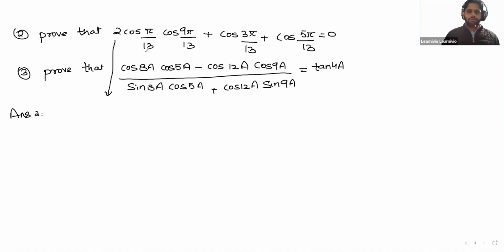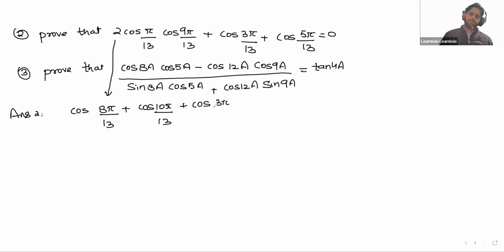Let me solve it. For this one, you can write it like this: cos(a minus b), where a minus b means 8 pi by 30, and a plus b, so that is cos 10 pi by 30 plus cos 3 pi by 30 and plus cos 5 pi by 30. Is this clear up to this step?